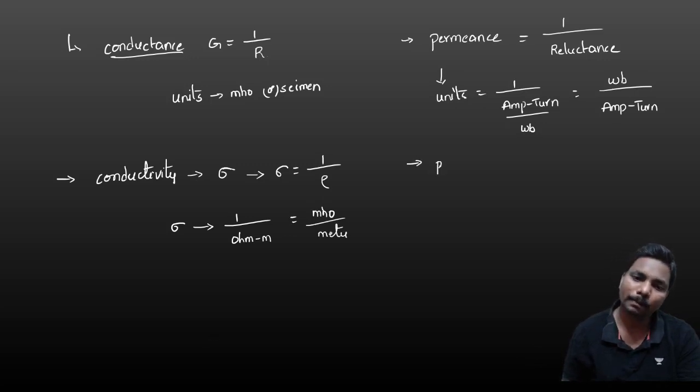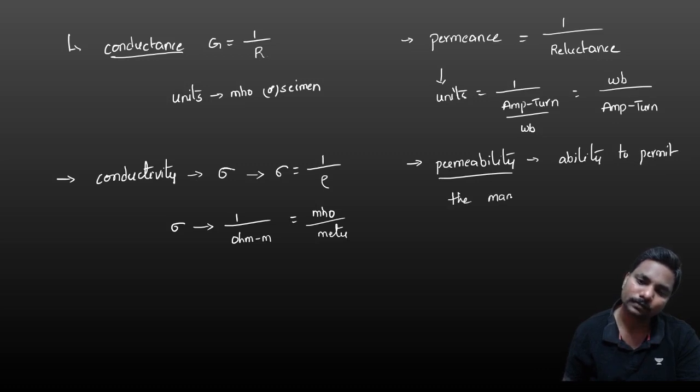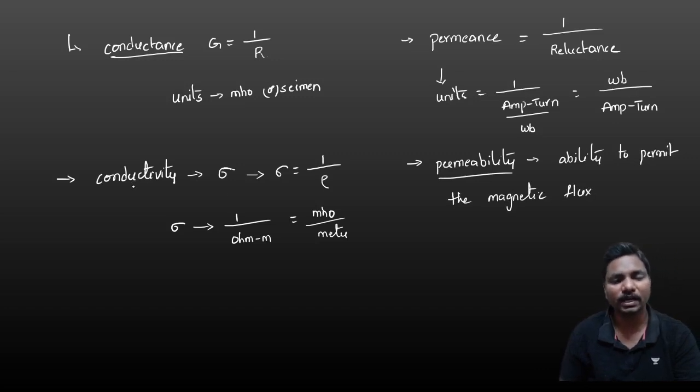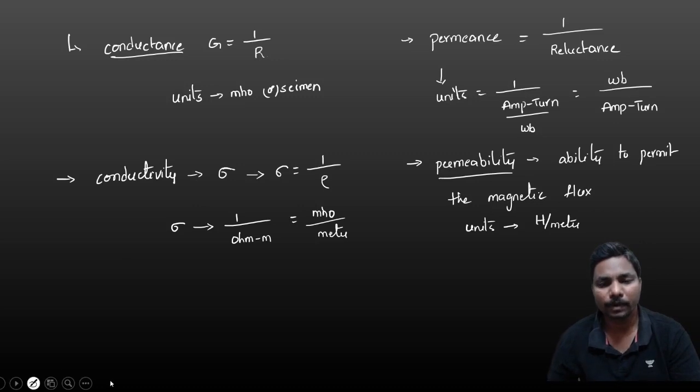Here we have permeability. Permeability means it is the ability to permit the magnetic flux. That means if any element has high conductivity, it allows more current. If any element has high permeability, it allows more magnetic flux. Units are Henry per meter. Here mho per meter, and here Henry per meter.